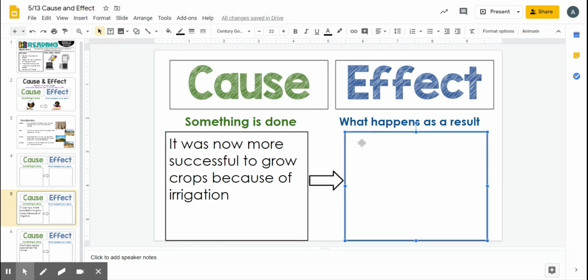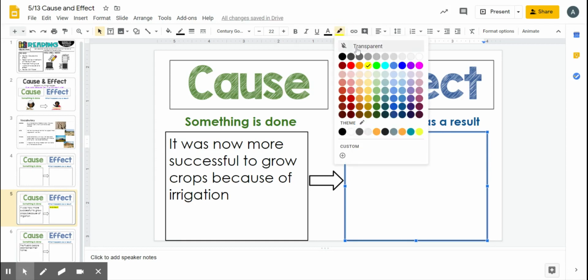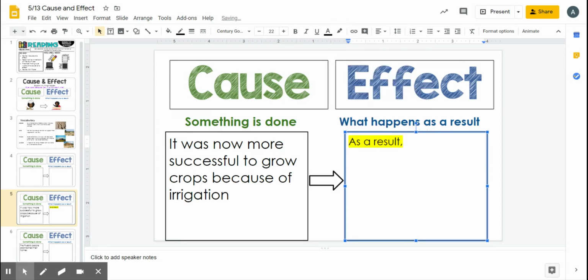Right. In the read aloud, it said, as a result. And remember, as a result is one of our key words, one of our clue words that we're seeing in cause and effect. So I'm going to highlight it. So as a result, what happened? The Native Americans stayed in one place to live.